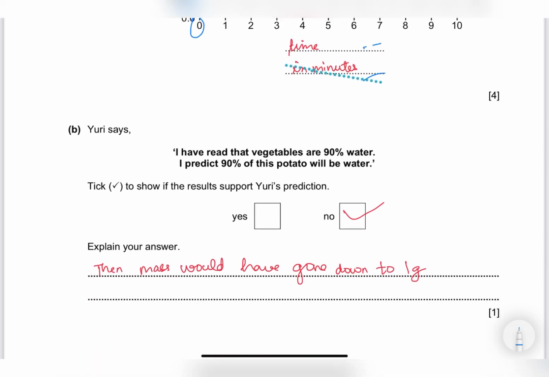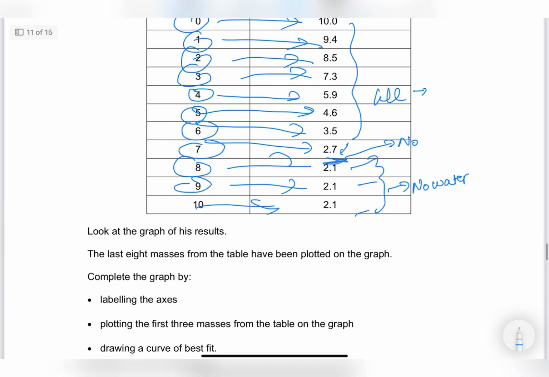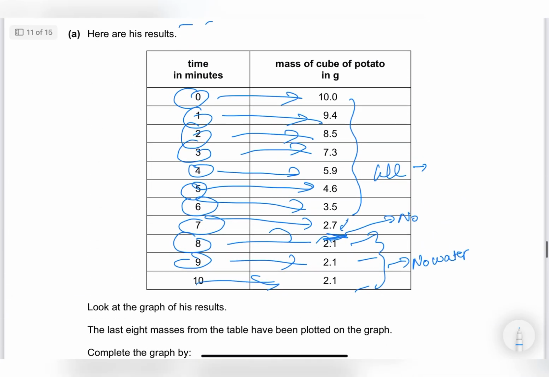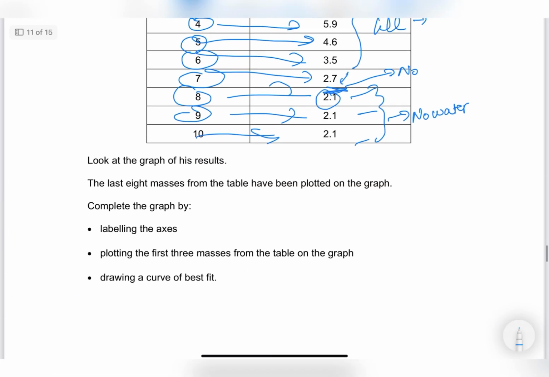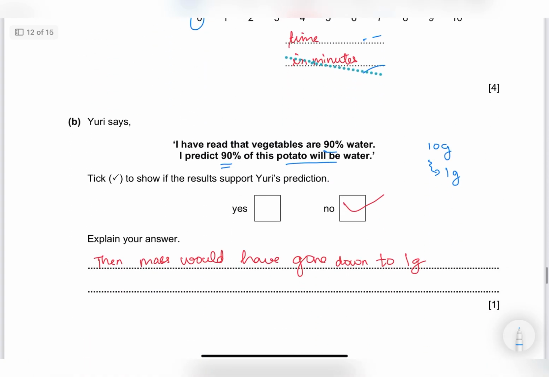Yuri says, I have read that vegetables are 90% water. I predict 90% of this potato will be water. See, we were using 10 gram of potato, right? If 90% is water, only 1 gram will remain. But over here, 2.1 gram is remaining. The weight is not going below 2.1 gram. That means 90% is not water. The mass would have gone down to 1 gram.